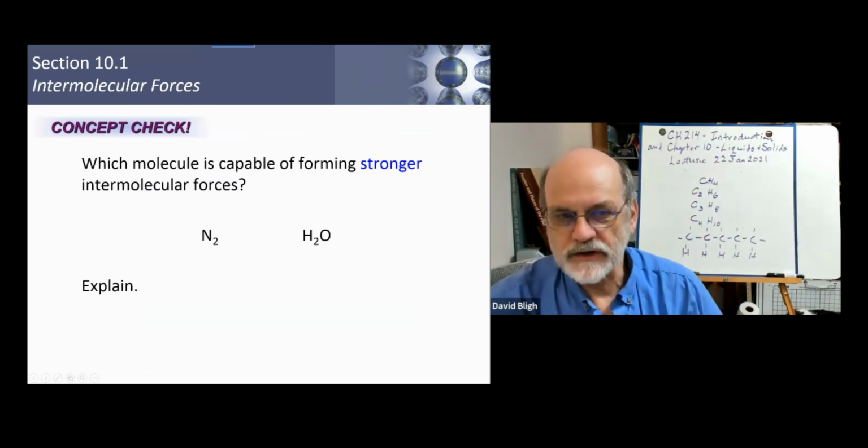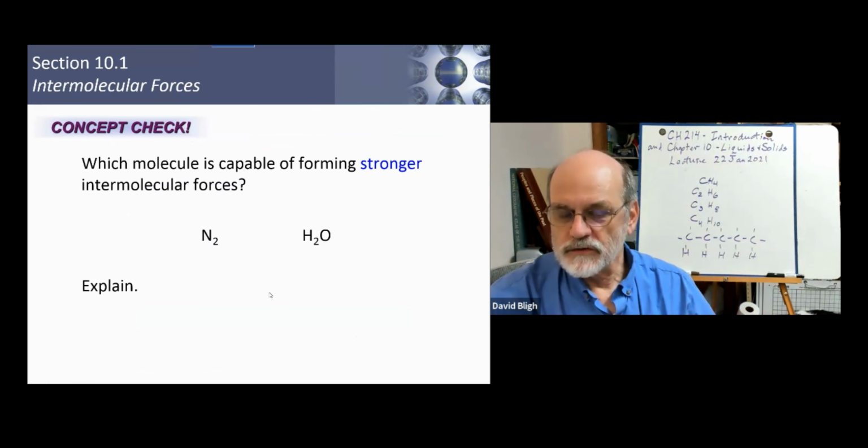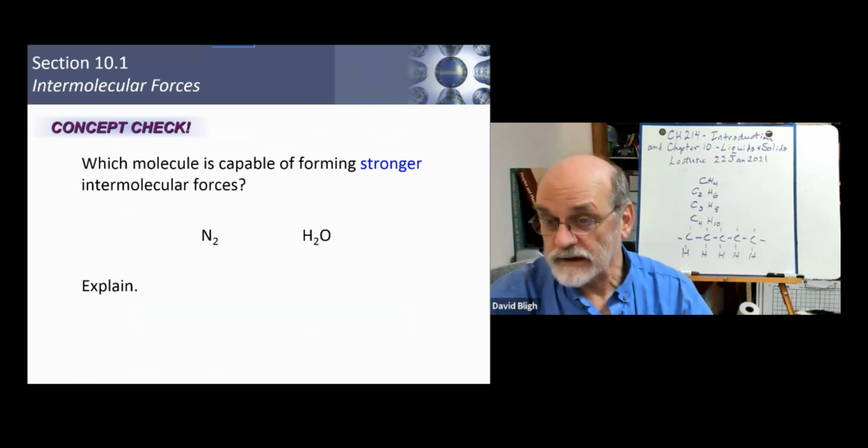Now let's see if we understood what has been presented. Which molecule is capable of forming stronger intermolecular forces? You can look at it two different ways. If we look at it in terms of boiling point, we can infer that the stronger intermolecular forces are with water, because its boiling point is 100 degrees and nitrogen's boiling point is minus 195 degrees Celsius, right? So we can infer from that that water has the stronger intermolecular forces.